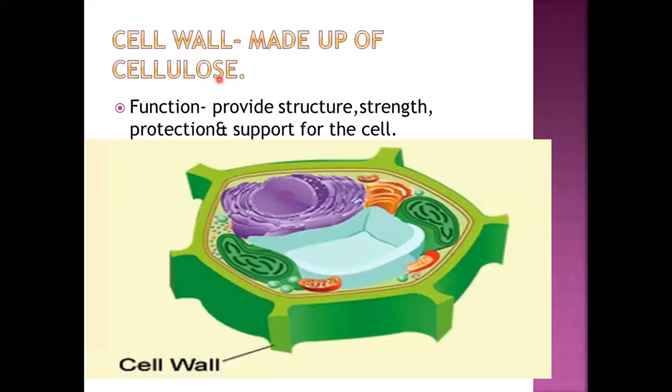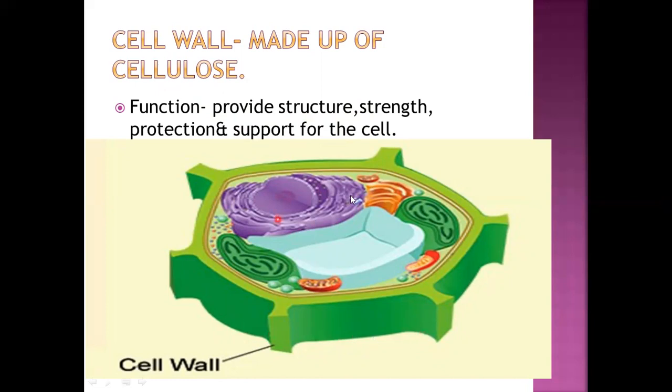So plant cell wall is made up of cellulose, which is a carbohydrate, a chemical called a carbohydrate. Now, what is the function of the cell wall? To provide structure, meaning the definite shape to the plant cell, and strength, protection and support for the cell. So this is the cell wall.